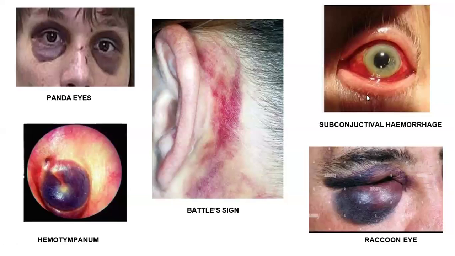Have a clear picture of these signs. Raccoon eyes, hemotympanum, Battle signs, panda eyes, and you are not able to appreciate the posterior margin of conjunctiva in subconjunctival hemorrhage in case of base of skull fracture.